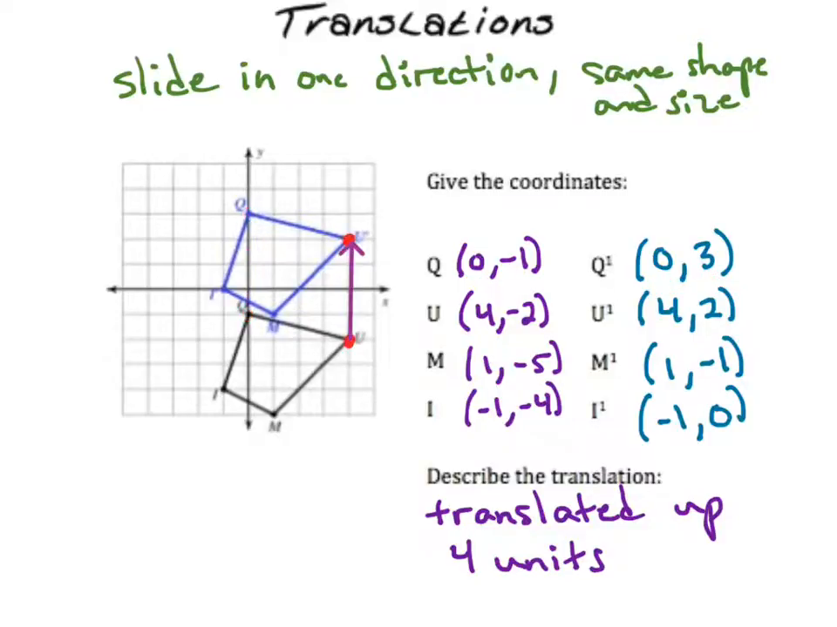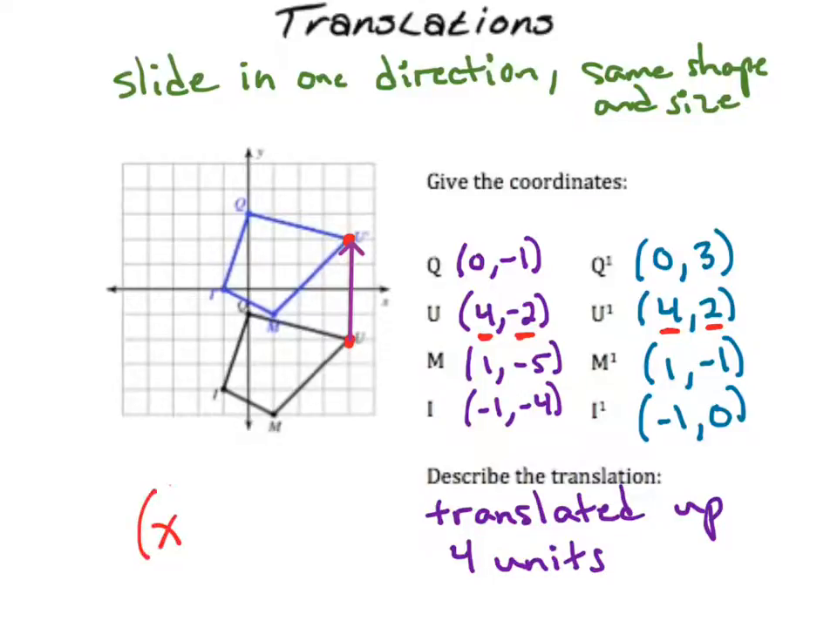So we would describe this as, and it's happened to the other points also, right? X didn't change, 4 and 4, so it stayed right along there at the same x value. But y changed, it went up 4, and look at this. If we add 4 to -2, we get 2. And it's going to hold true for the next one as well.